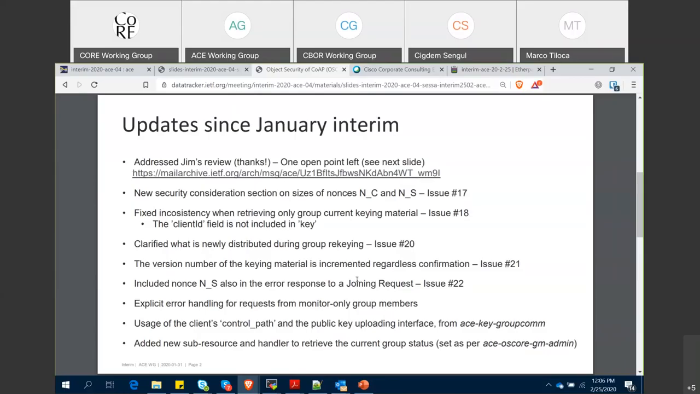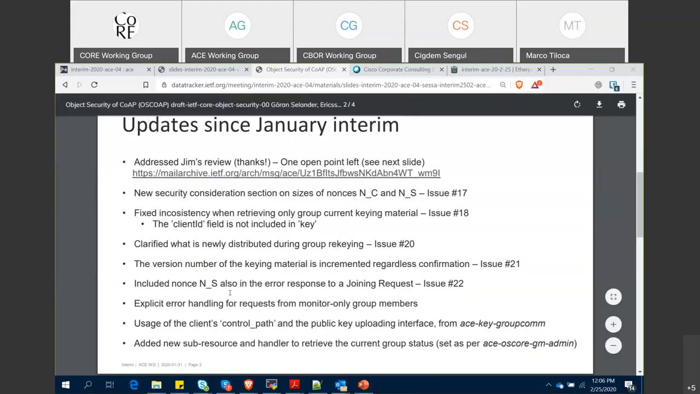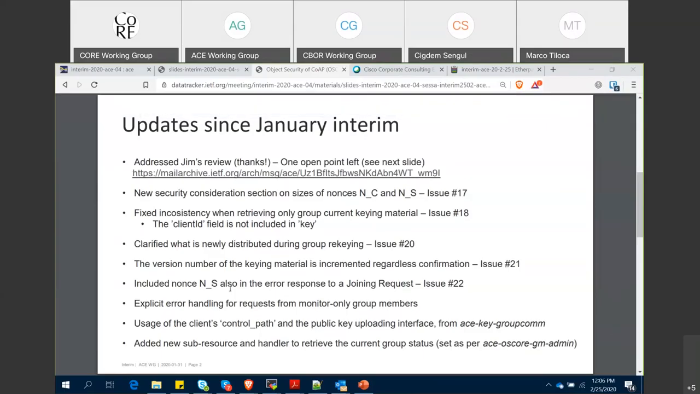Feedback from Jim, again: the server-side nonce NS was also included in an error response returned to the joining request, so that a next joining request can essentially build, again, a new fresh signature challenge to consider, just to be sure in case of not too good quality nonces involved here in the exchange. And I noticed we weren't really having a very good error handling for the corner case of group members configured as monitor only or silent servers, in CoRE parlance. So I added a few lines more to handle errors for them.